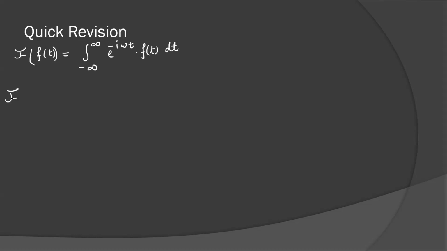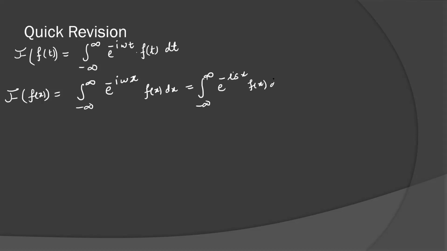Some books also use the f(x) notation and use the s parameter in place of omega. So they write the integral of e to the power minus i s x f(x) dx from minus infinity to infinity. If you are using the omega notation, then I use F(omega). If you are using the s notation, then I am using F(s) here.